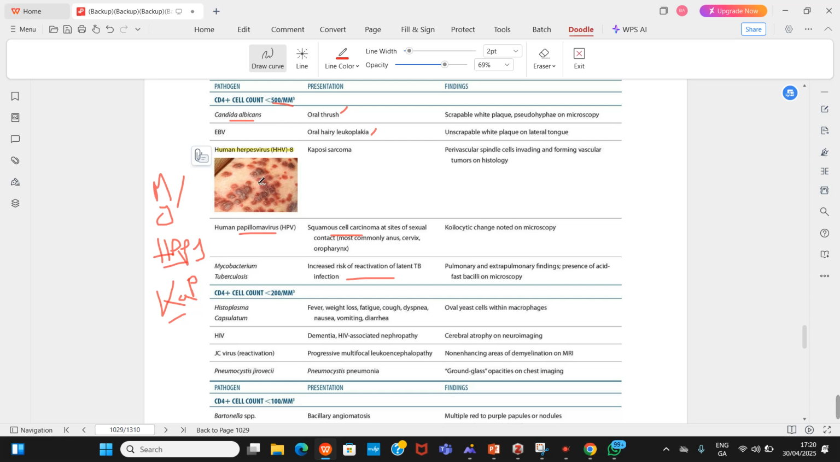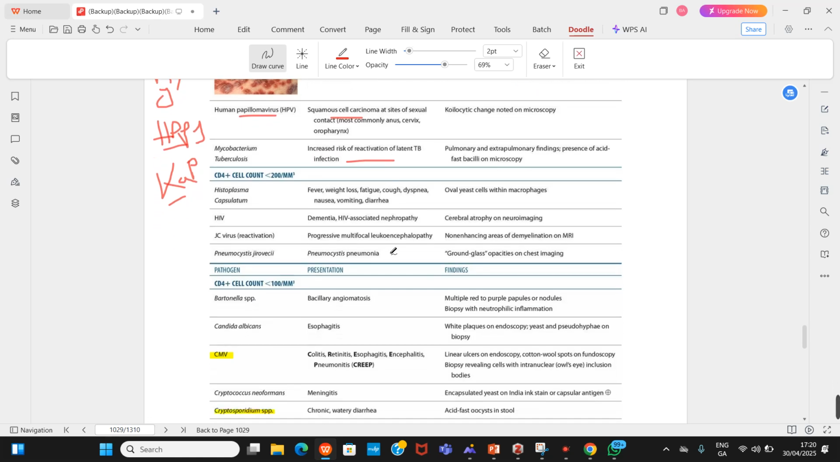So you just see this. And when you do the biopsy, you are going to see perivascular spindle cells, which indicate the endothelial cells being invaded by the viral cells. So you see lymphocytic infiltration of the perivascular spindle cells. Very, very important. So that is if it's less than 500. If it's less than 200, I think about the problem with the brain.